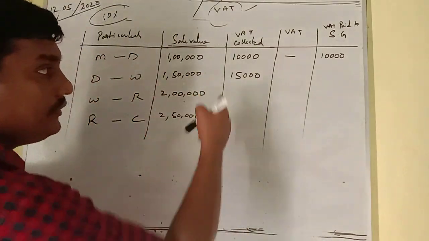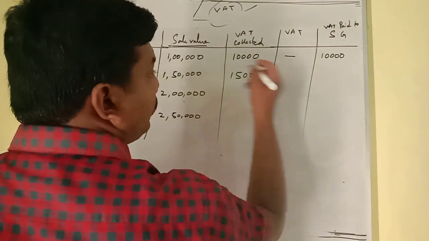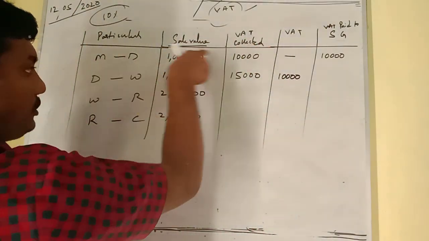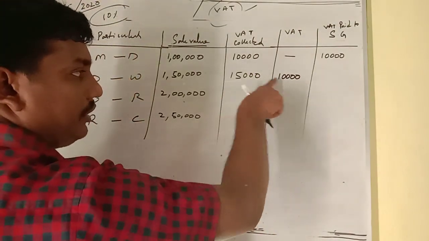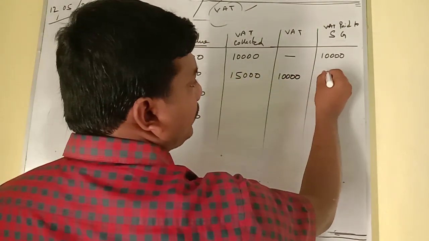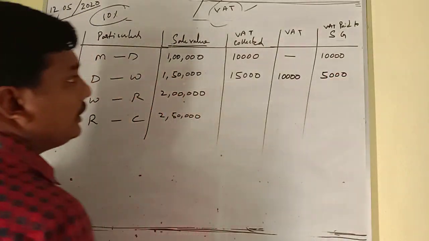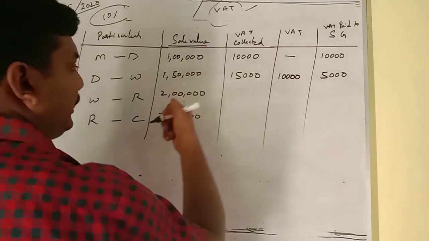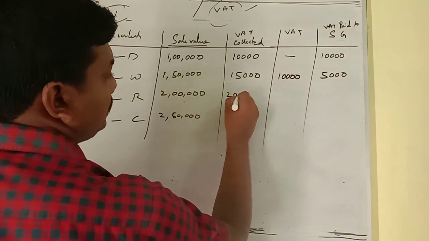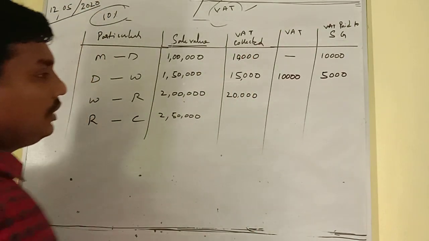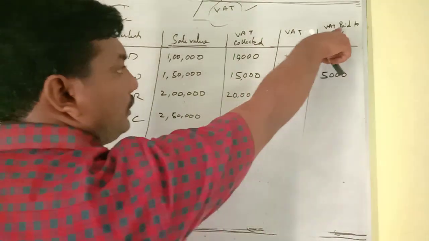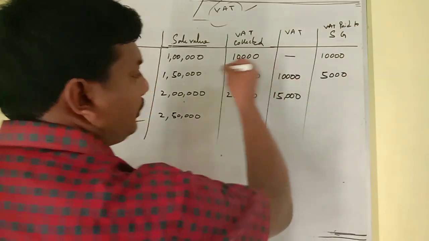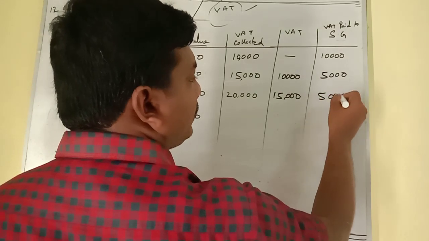But in this 15,000 rupees, 10,000 rupees was already paid at the manufacturer to distributor stage. So how much VAT will we finally pay? Only 5,000 rupees. What about wholesaler to retailer? Again 10%, which becomes 20,000 rupees. Already we have paid 15,000 VAT to the state government in the previous stages, so the remaining 5,000 is what we calculate.